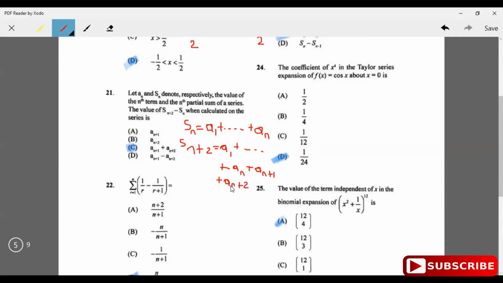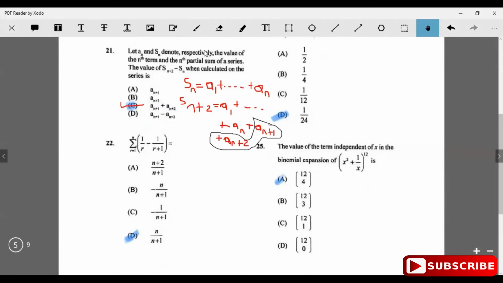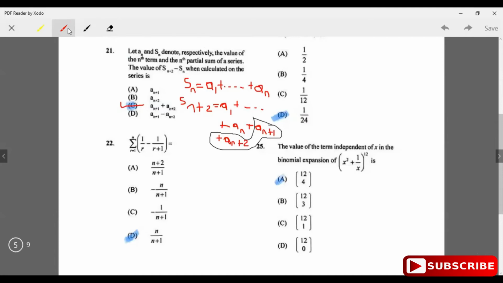And so if we take the difference between Sn plus 2 and Sn, the only things that will remain are An plus 1 and An plus 2. And so that is option C. Easy question.